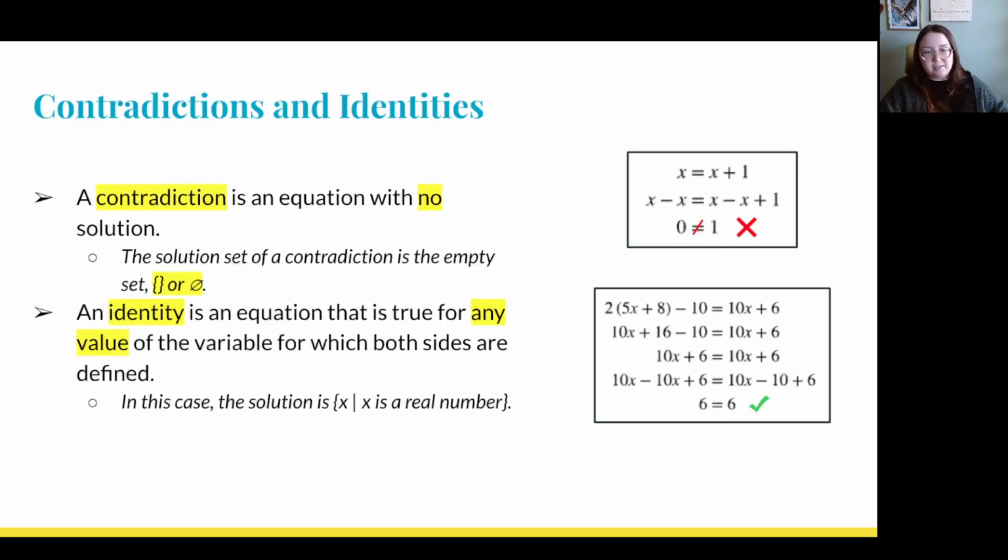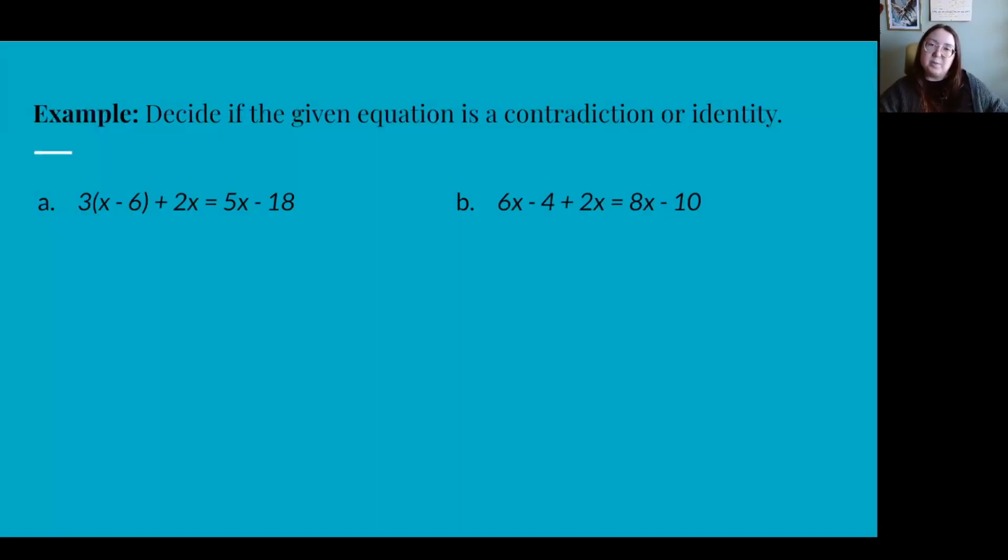So we're going to go ahead and do some quick examples together. We're going to decide if the given equation is a contradiction or an identity. Starting with A, we have 3 times x minus 6 plus 2x equals 5x minus 18. So we'll start by distributing our 3. We'll get 3 times x minus 3 times 6, and then everything else is the same, plus 2x equals 5x minus 18. So 3 times 6 is 18. So 3x minus 18 plus 2x is equal to 5x minus 18.